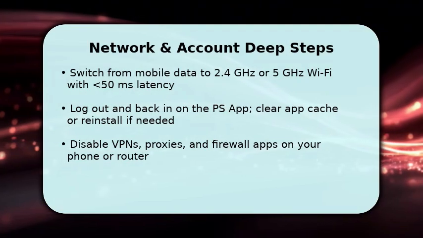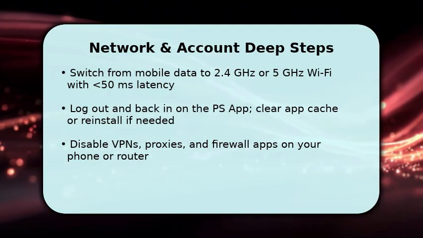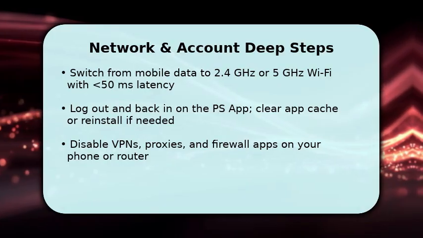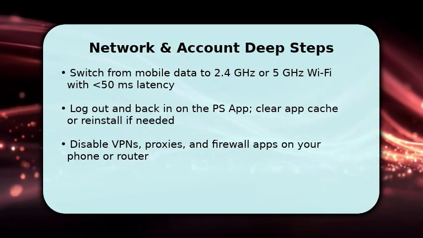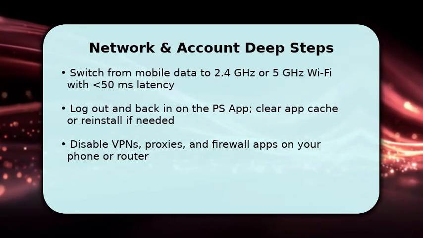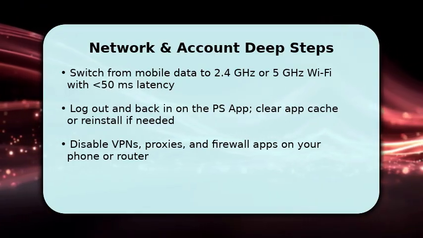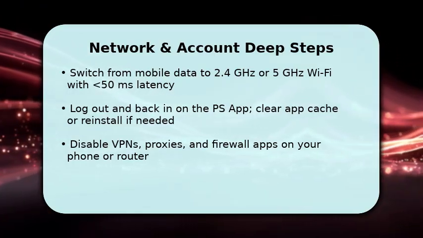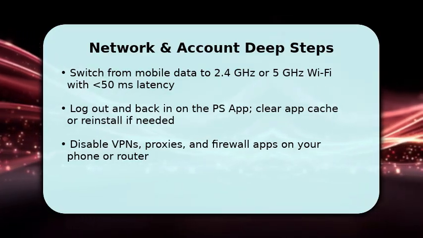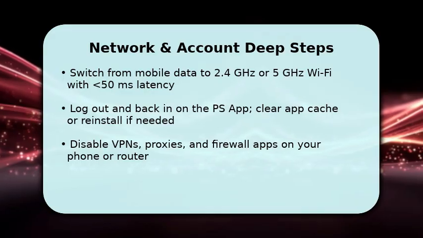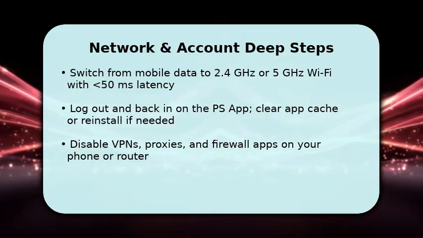Now dig into network and account causes, because uploads often fail when connections or permissions block them. Switch to a stable Wi-Fi band, prefer 5 GHz for speed or 2.4 GHz for range, and test ping under 50 ms. Log out of the app, clear its cache, and reinstall if corruption is suspected. This refreshes tokens and permissions. Also disable any VPNs, proxies, or aggressive firewall rules on your phone or router, since they can interrupt the PS app handshake and block clip transfers.